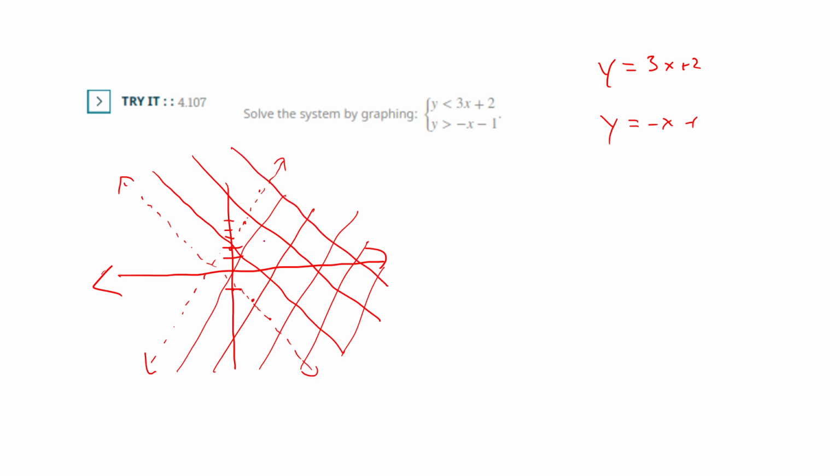And the solution, I know this isn't ideal. If you had colors, that would be best. But if you can tell what I've done here, this region where the checkerboard is created is the region that is the solution to the system. Any ordered pair that you would select out of here would be a solution to the system. However, if it's on the line, it would not be, because those are dashed. They would not be included. But anything inside the region would make it true.